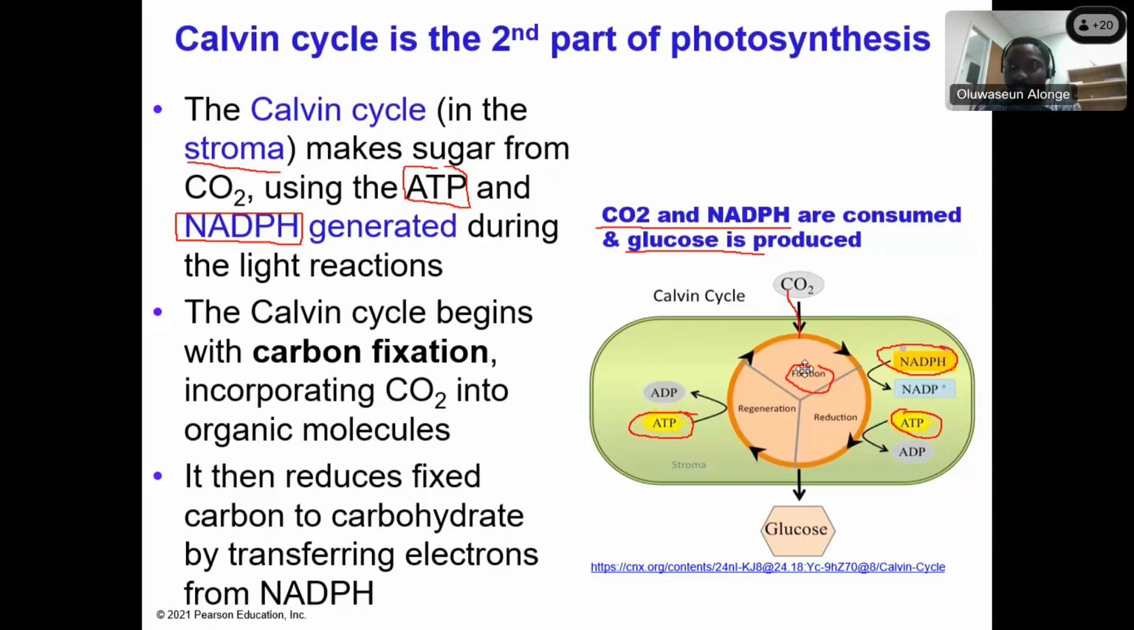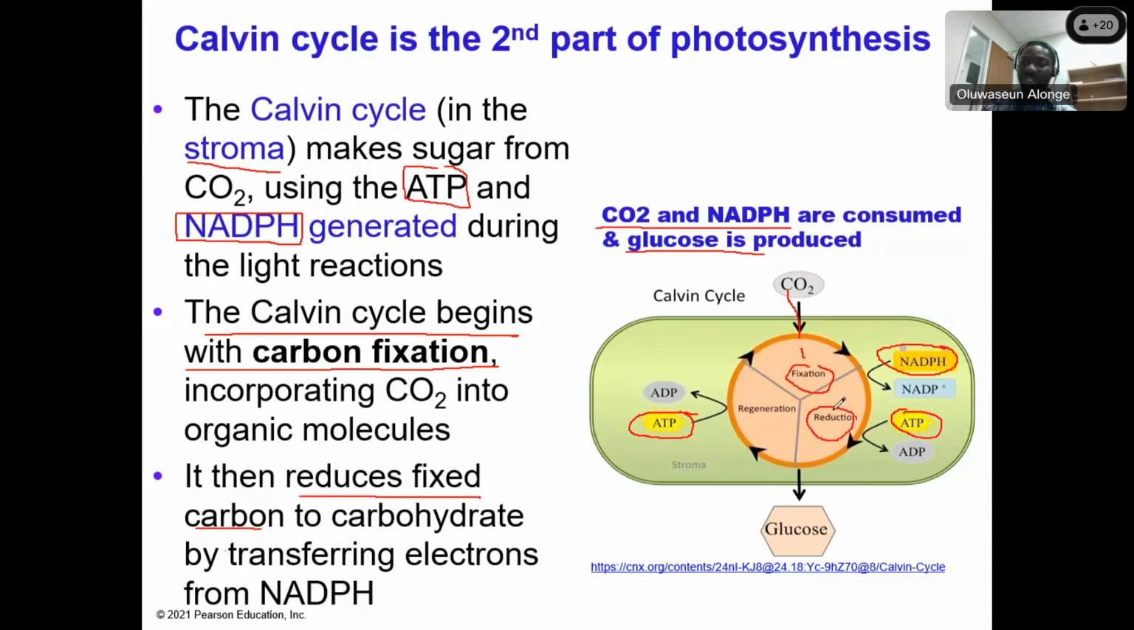It's just as simple as that. Now, the carbon cycle begins with carbon fixation, which is what you see here, number 1, which will be incorporating carbon dioxide into an organic molecule to form the glucose, right? It then reduces fixed carbon to carbohydrate by transferring electrons from NADPH. So the next thing that is going to happen is reduction.